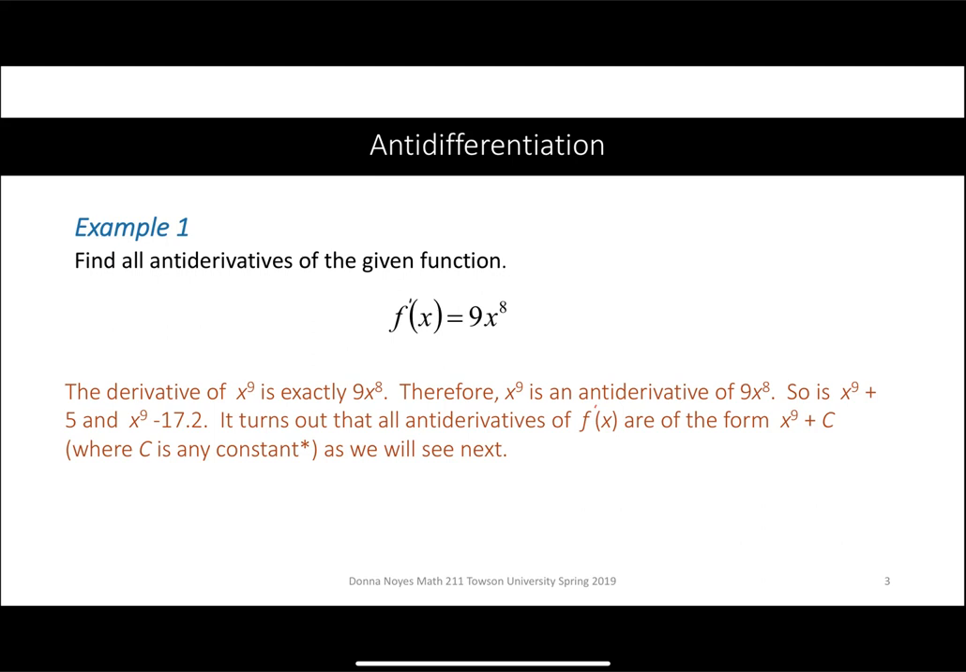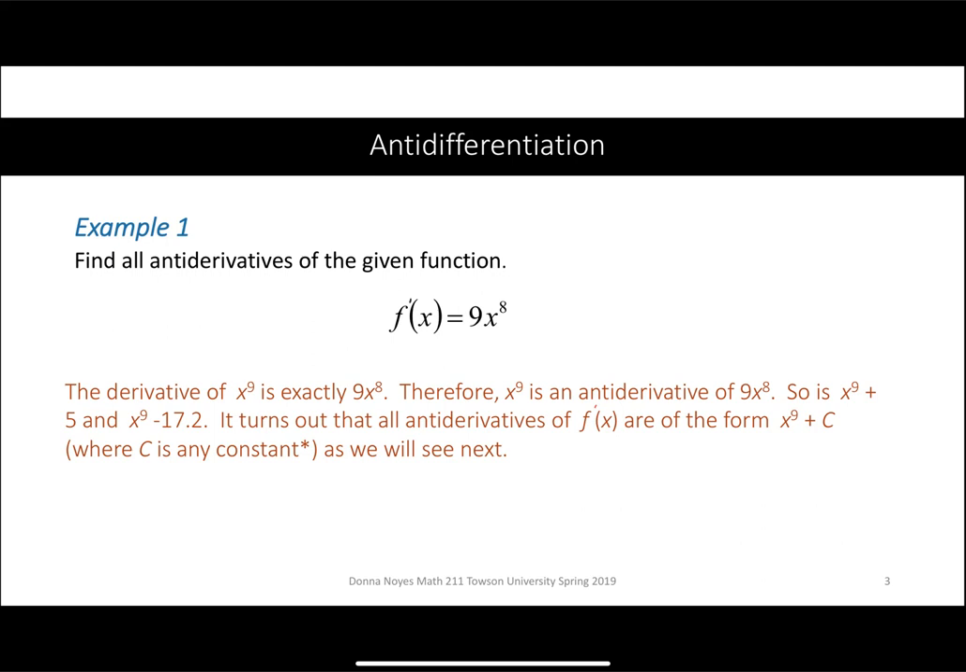But so is x to the 9th plus 5, or x to the 9th minus 17.2, or x to the 9th plus 100, or x to the 9th minus 1. All of those would have the same derivative, 9x to the 8th, because the derivative of a constant is 0. So where differentiation and antidifferentiation become very different is that when you do antidifferentiation, you have to take into account that there could have been a constant added to that function, that when you took its derivative, it became 0. So we include it by calling it C.